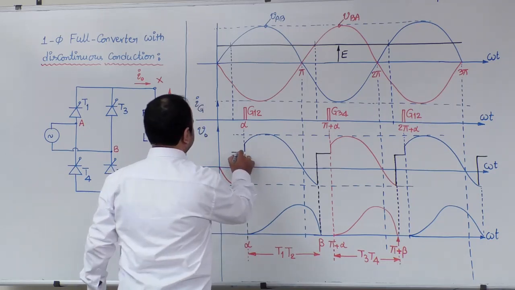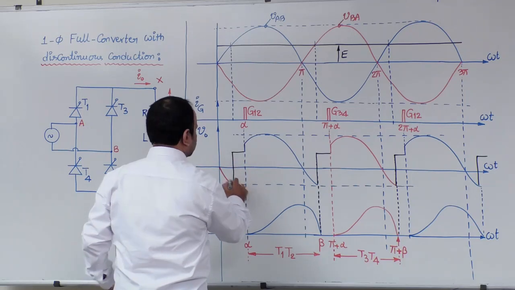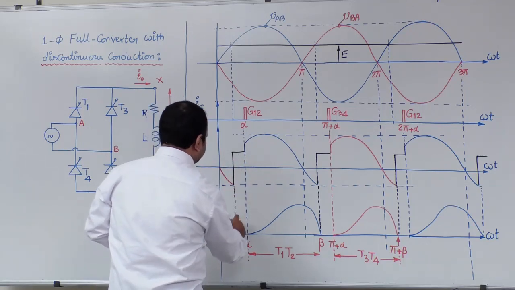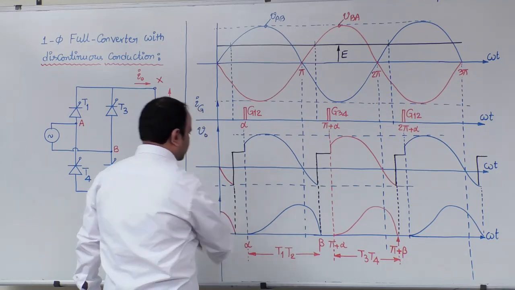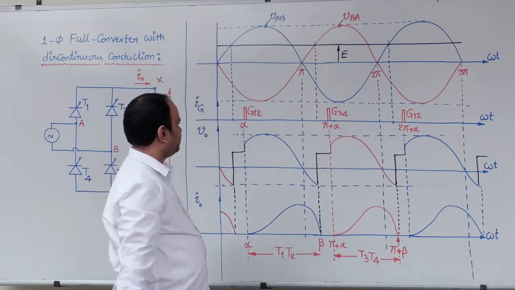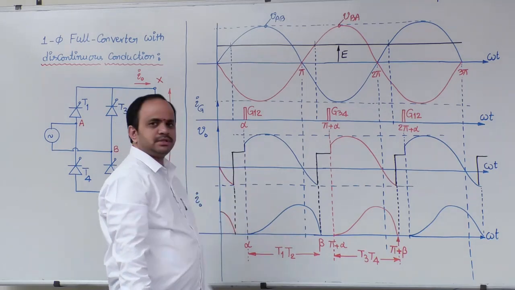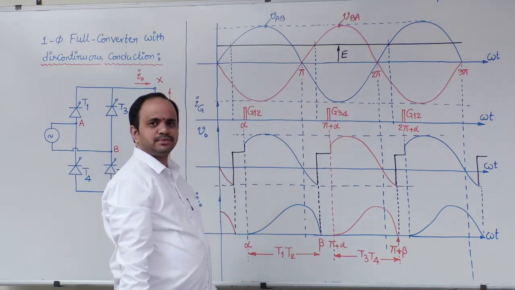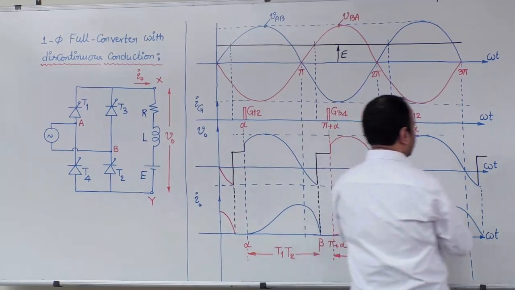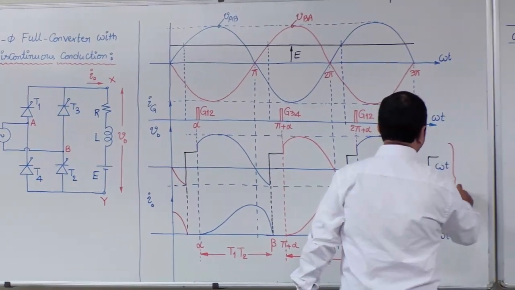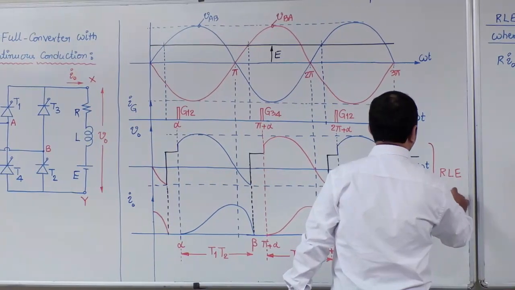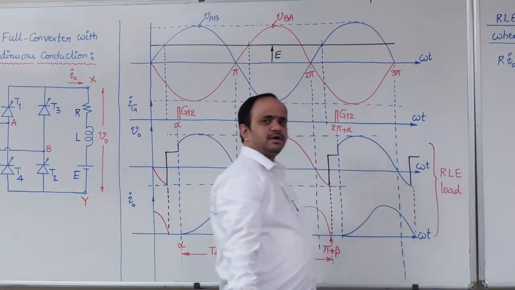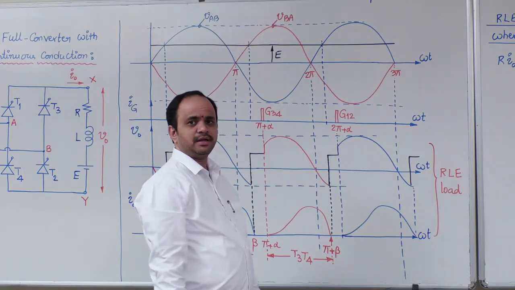Okay, 0 to alpha. So in this interval, output current will be same as that of 2 pi to 2 pi plus alpha. This is about V0 and I0 waveforms for RLE load.